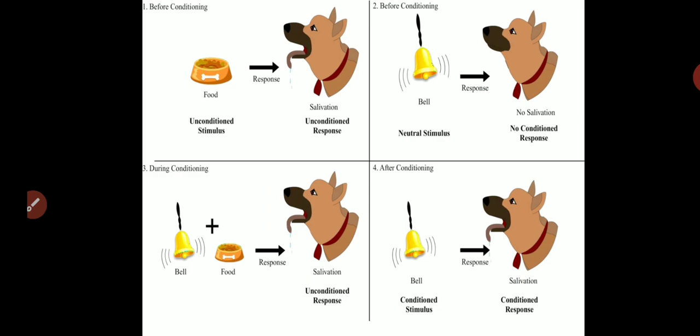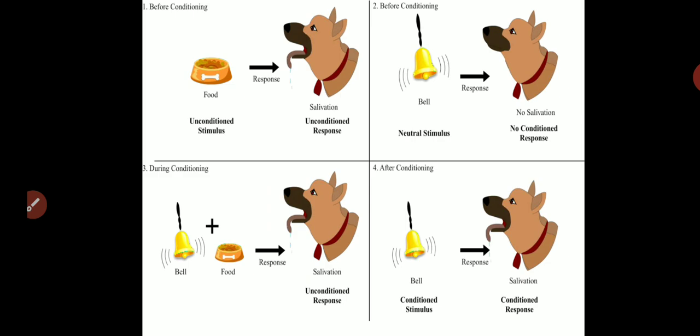Once the dog is used to that timing, there is a change in the behavior. What Pavlov did was, he did not give the food but he rang the bell. The dog did not salivate. Why? Because the salivation was a response to the food. So the dog did not react to the bell.